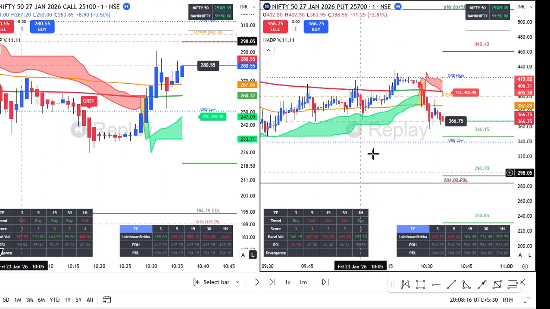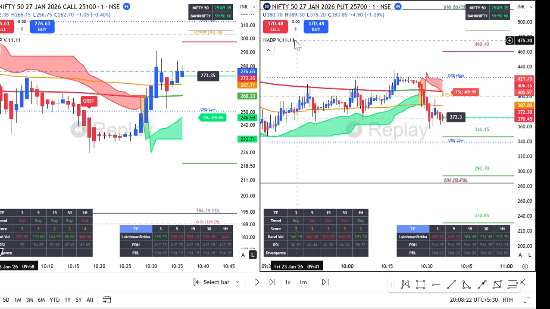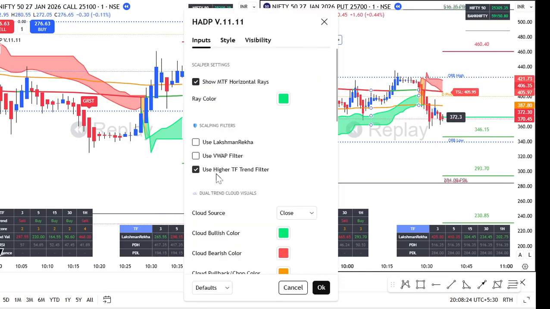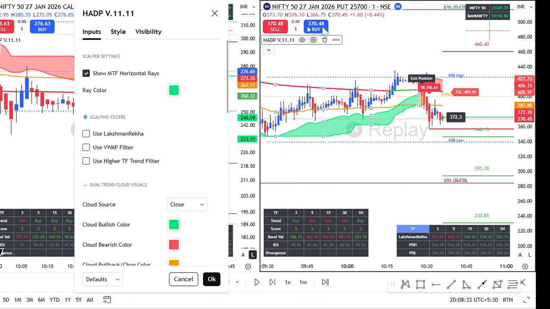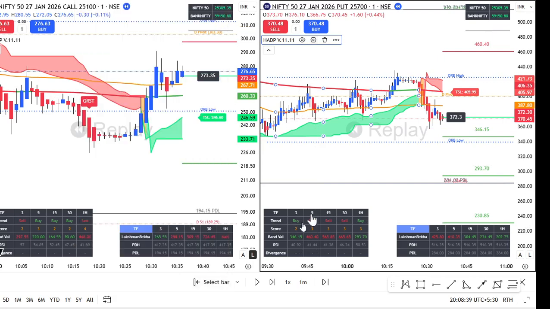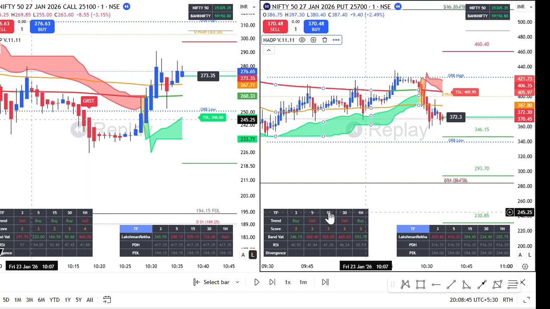See, ideally this should have given me a GRST because the cloud has changed to red, right? See here, I am removing this. See, it has given a sell below printed, right? But what is my higher time frame saying? 3 minutes is in buy. So when you switch this on, it will avoid that sell signal. Okay. Enough of explaining this using higher time frame. We will watch what happened.